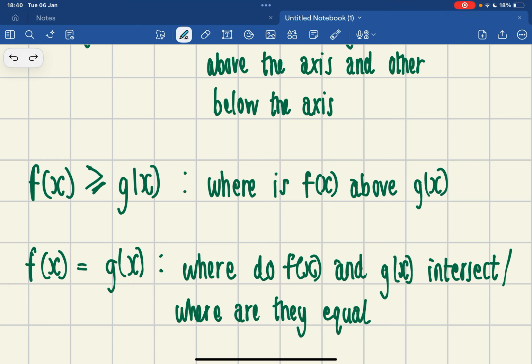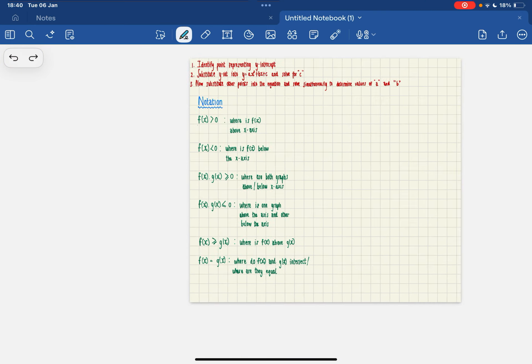And then from there on, where f of x is more than or equal to g of x, this is basically where f of x is above g of x. For which values of x is f of x above g of x, okay? And then we would have f of x is equal to g of x, and this is basically where f of x and g of x intersect. Where are they equal to each other, boys and girls?